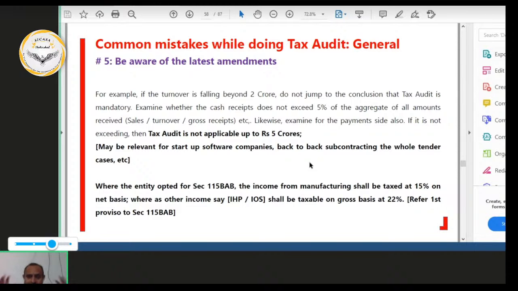If you want details, refer first to the provisos to section 115BAB. Otherwise, your computation goes for a toss. Then your boss or you yourself have quantified something wrong. And once it comes as an adjustment, they may levy penalty. If it is a 143(1) adjustment, the penalty is not there. But if it is a 143(3) adjustment, definitely that additional amount is liable for a 270A penalty. So to avoid that, we should know what amendments were made in the relevant year.